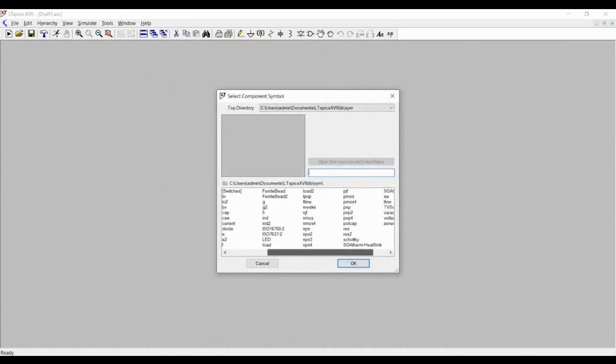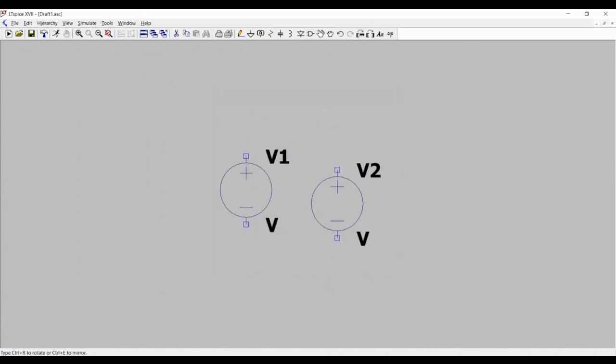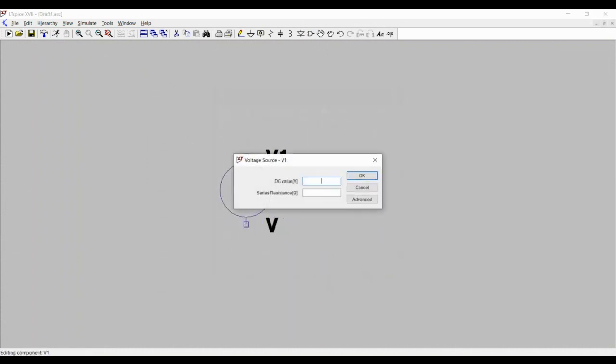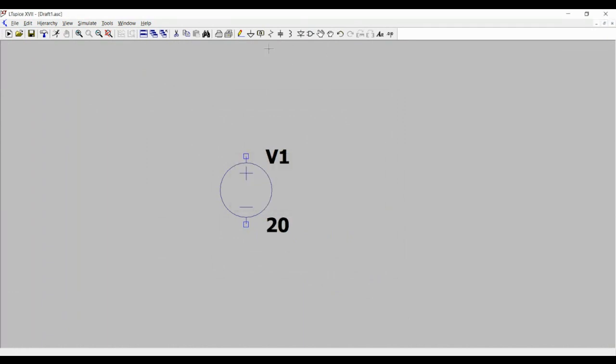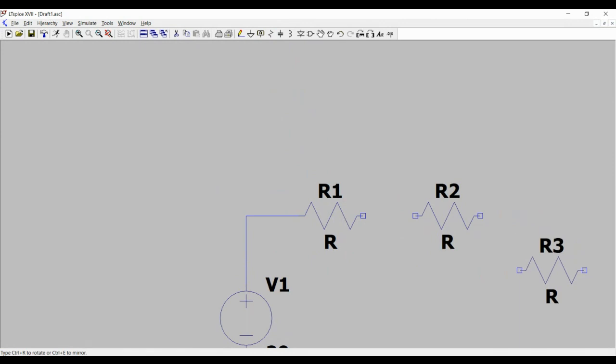I'm going to look for my voltage source. This is my voltage source, I think. Yes, put it over here. What is my voltage source for this question? It was 20, right? And it had no internal resistance. I'm going to show you some magic here. A resistor over here. Another resistor over here.